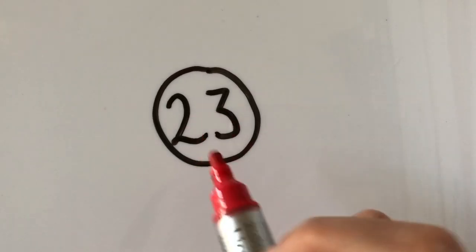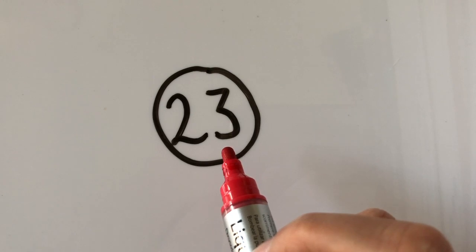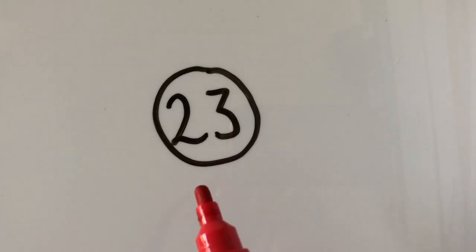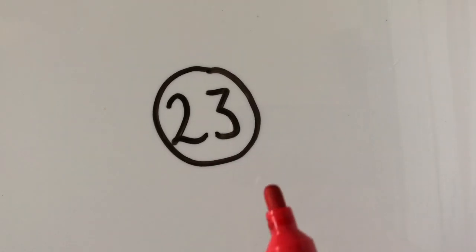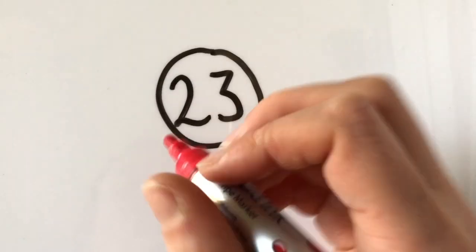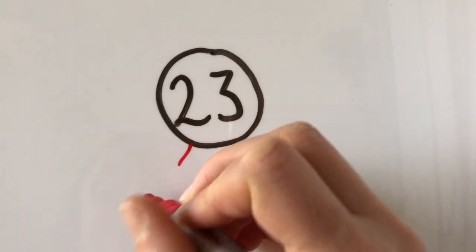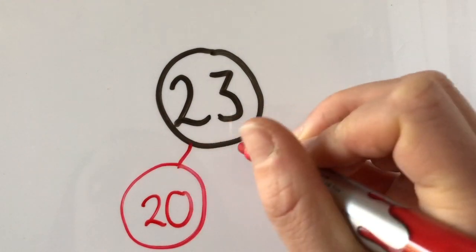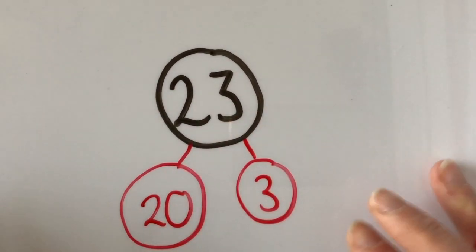As you progress in your mathematical understanding, it will then be used to regroup a number into its tens and its ones, or its hundreds, tens and ones, or its thousands, tens and ones, etc. So for example, 23 could be regrouped into 20 and 3.